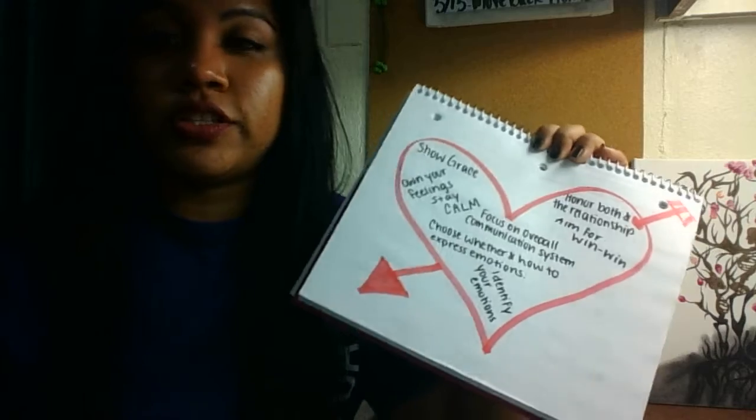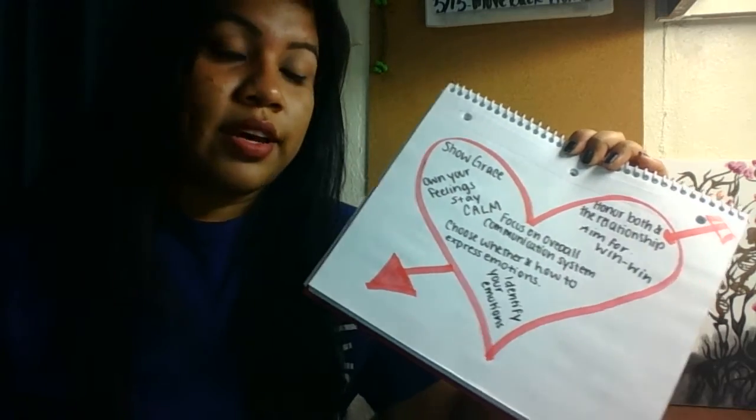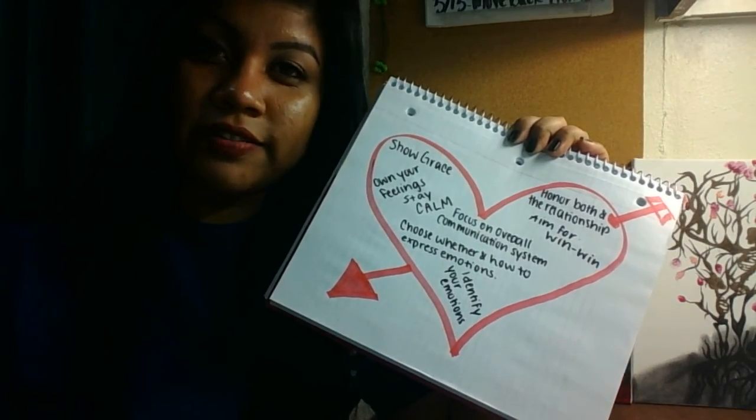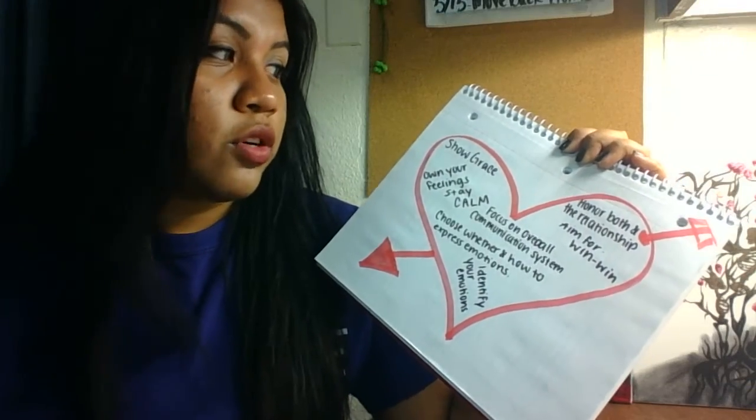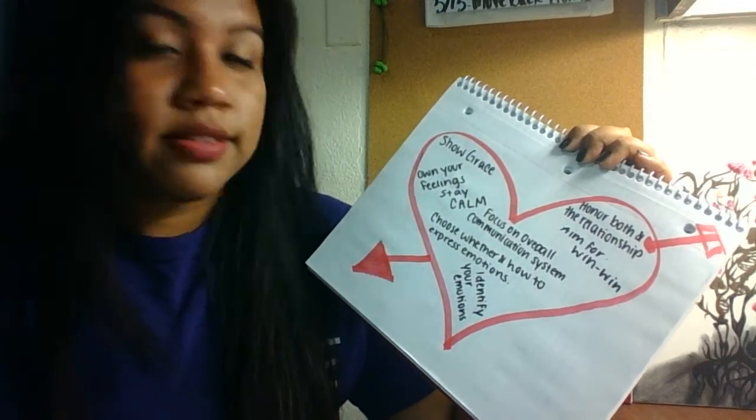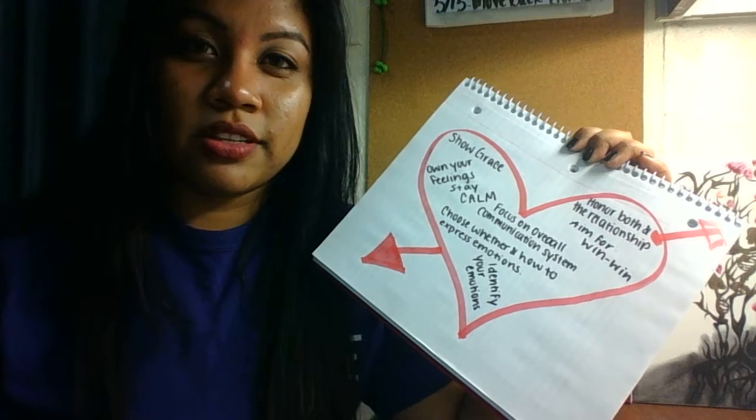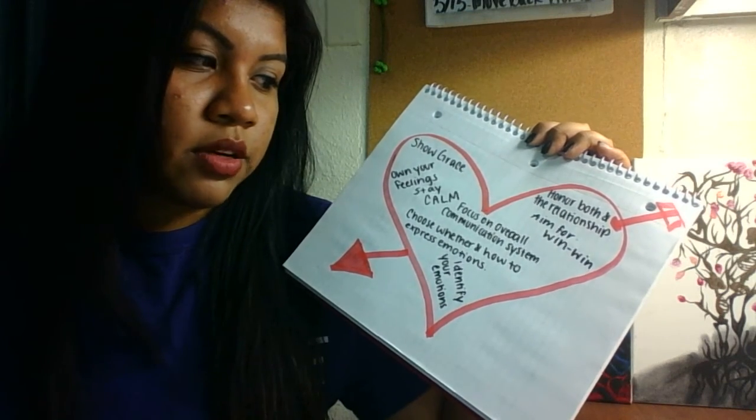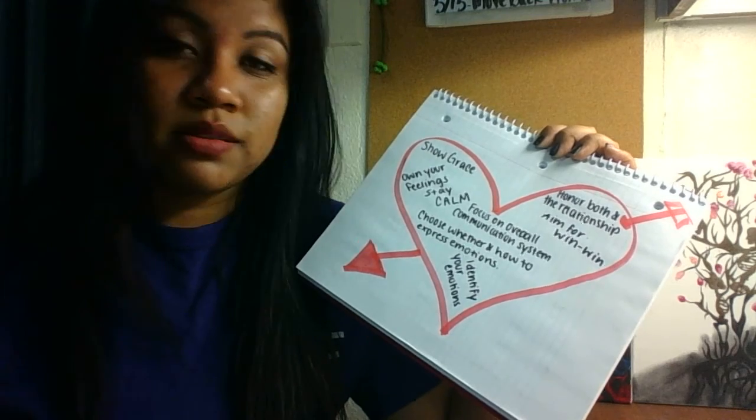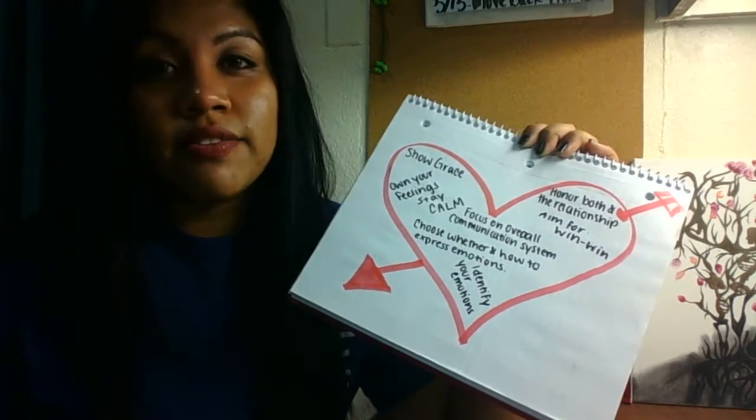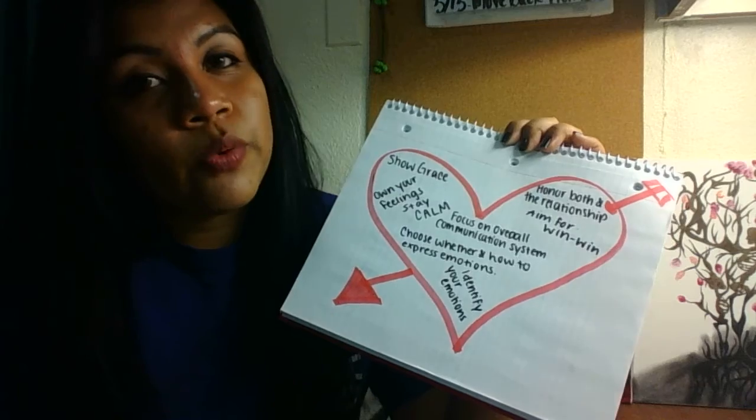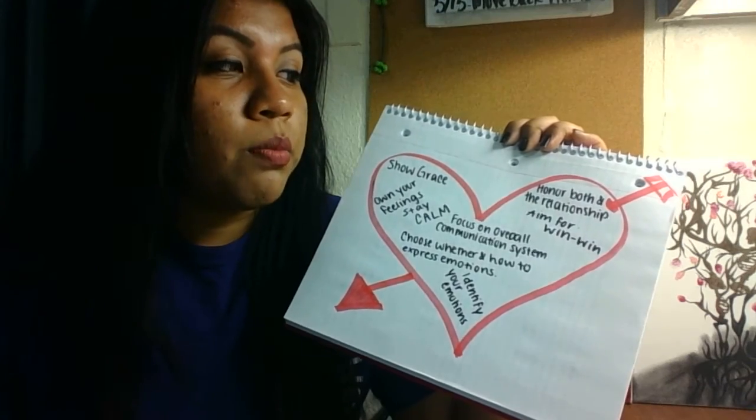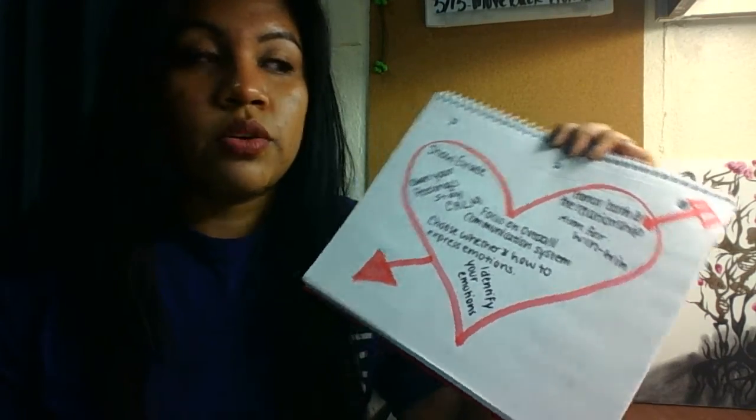And so for a healthy relationship and to end up with a happy couple and not conflicting, you must show grace, own your feelings, stay calm, especially in the first 3 minutes. Focus on the overall communication system. Choose whether and how to express emotions. Identify your emotions. Aim for win-win and honor both in the relationship. So honor yourself in the relationship.